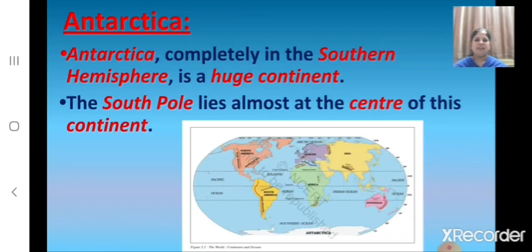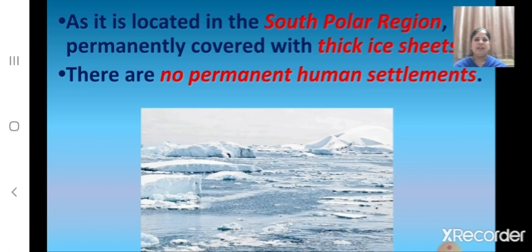Now let us revise the next continent, that is Antarctica. Children, where does Antarctica lie? Antarctica completely lies in the Southern Hemisphere and it is a huge continent. And children, can you tell which pole lies almost at the center of this continent? The South Pole lies almost at the center of this continent. And as it is located in the South Polar region, what is it permanently covered with? It is permanently covered with thick ice sheets.